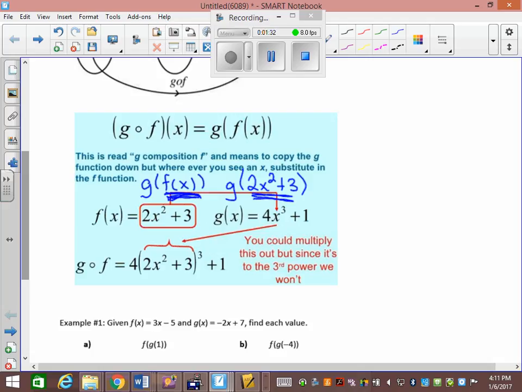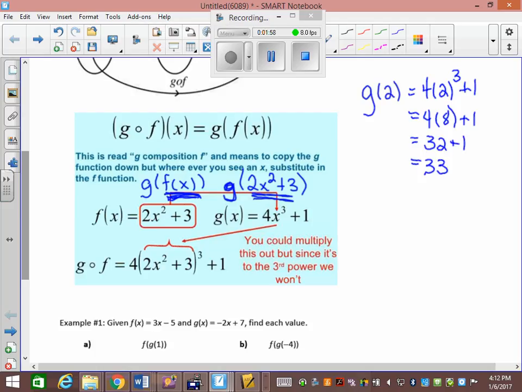Now remember, we were told whatever's in these brackets beside the letter g is going to go in for the x's in g. So if I had, for example, g of 2, let's say, and g is 4x cubed plus 1, I would go 4 times 2 cubed plus 1. So it would be 4 times 8 plus 1, which is 32 plus 1, which is 33. Whenever I have just a number in my bracket, I get a number answer.